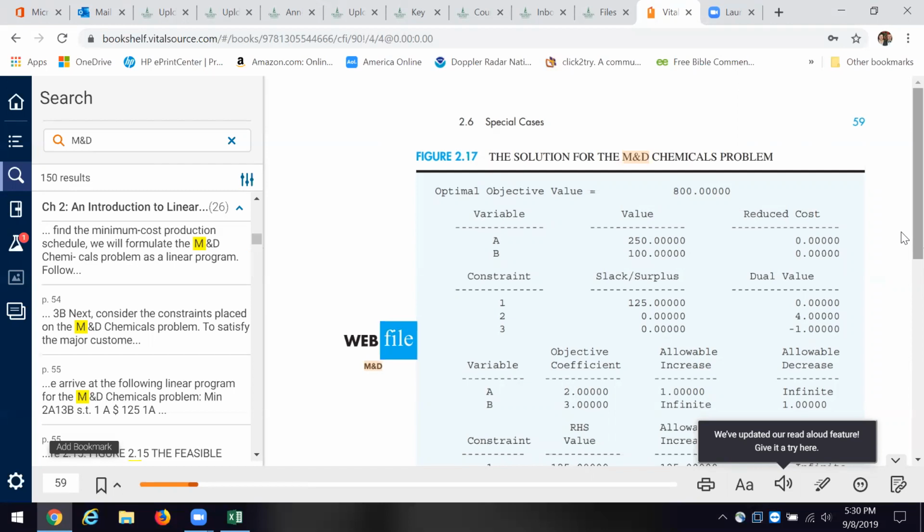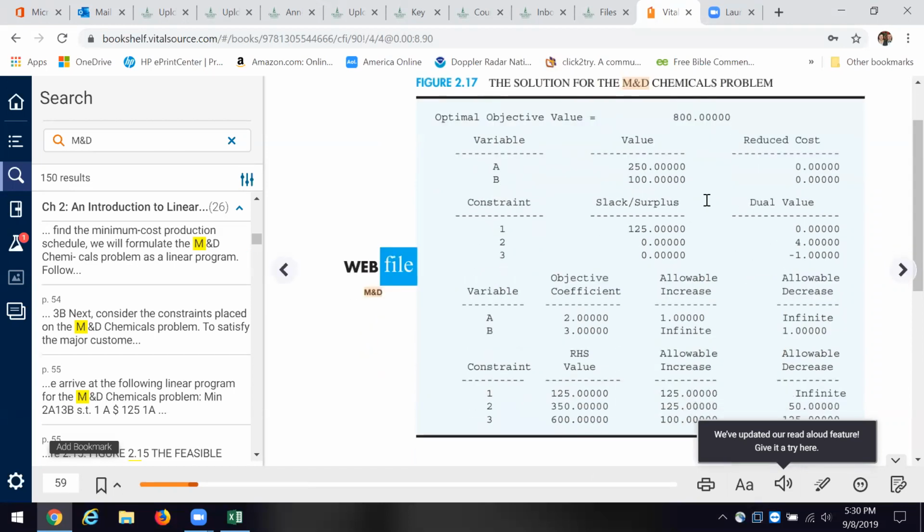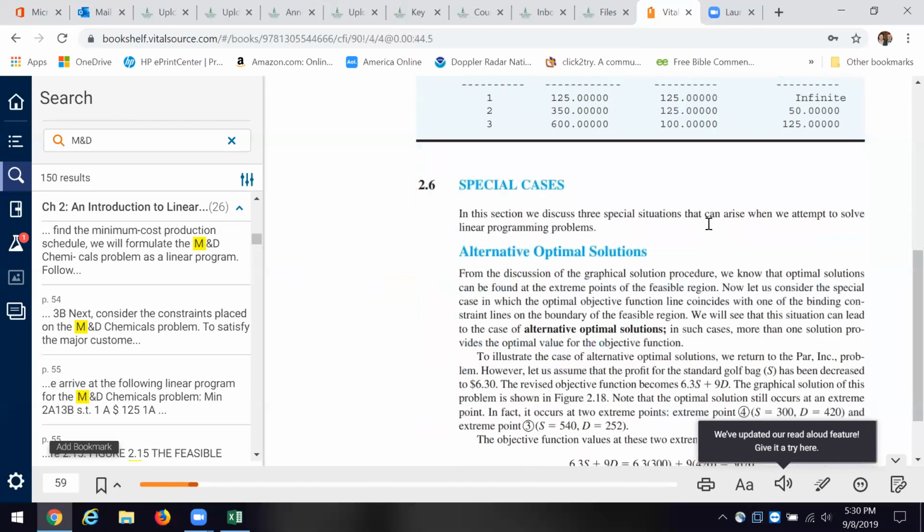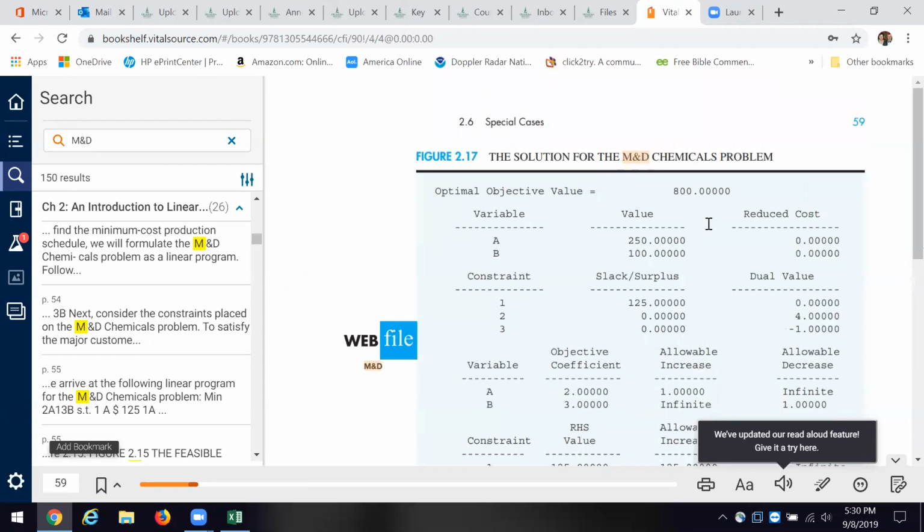Okay, this is the original data. We're going to make one type of chemical. We're going to make 250 units of it. Then we're going to make 100 units of the other, and we have some constraints, and these are discussed there in the text. And you can see the Lingo explanation is not that great. And then sometimes we have some alternative solutions.